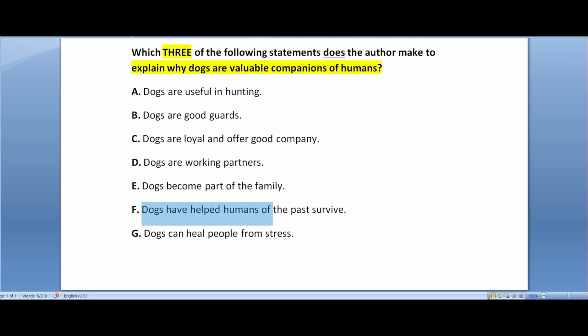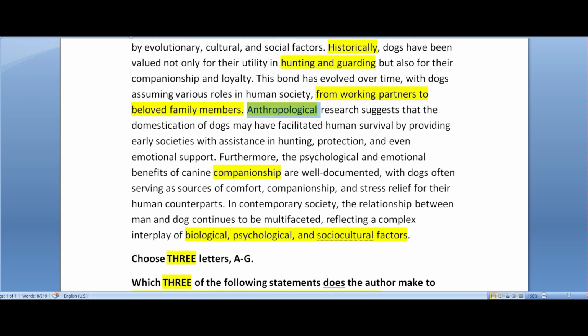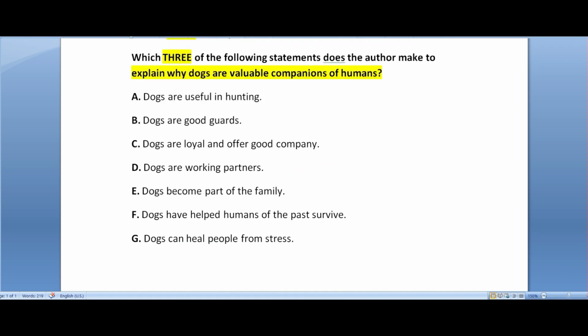Option F, dogs have helped humans of the past survive. Let's see, is it mentioned? I have this here. Anthropological research suggests that the domestication of dogs may have facilitated human survival by providing early societies with assistance in hunting, protection, and even emotional support. Okay, this is something we need to pay attention to.